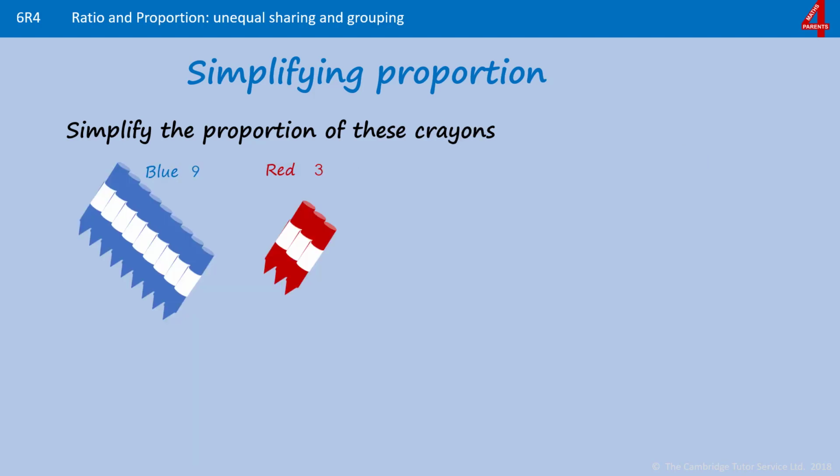This one's a similar kind of problem for you to have a go at. 9 blue crayons and 3 red. You need to simplify the proportion. Pause the video, have a go, and press play when you're ready.